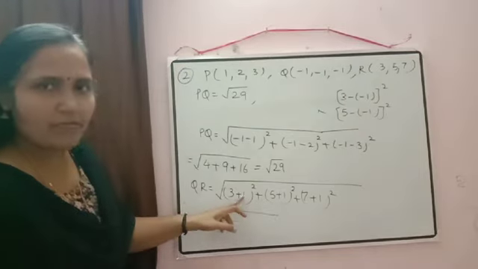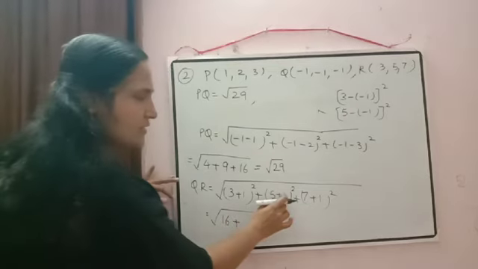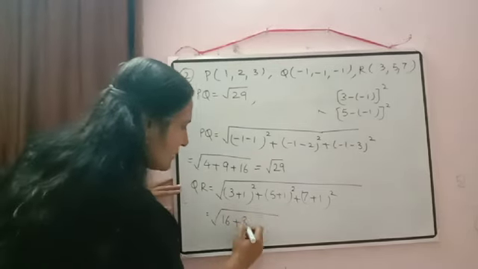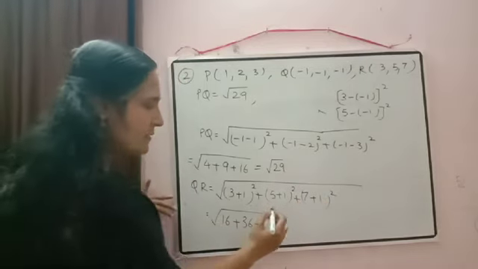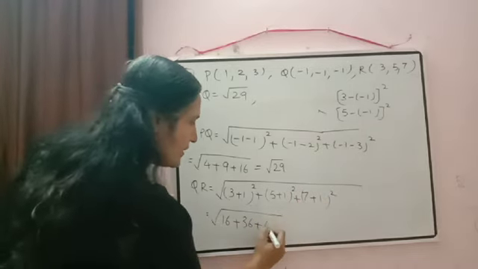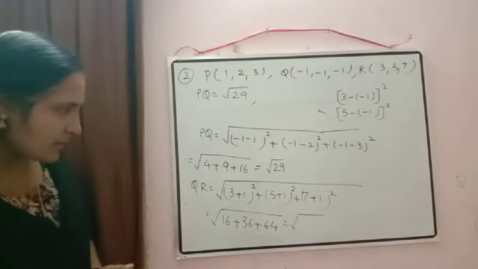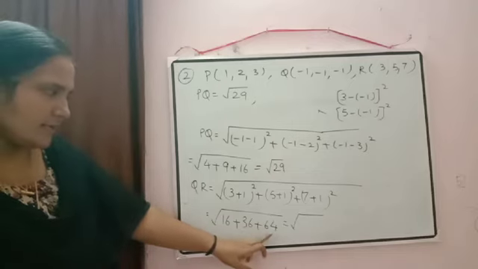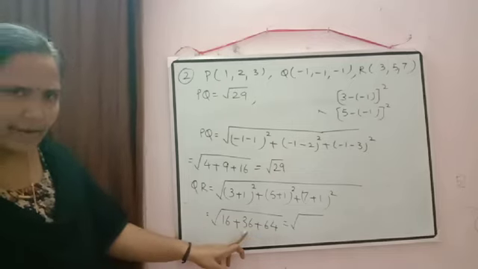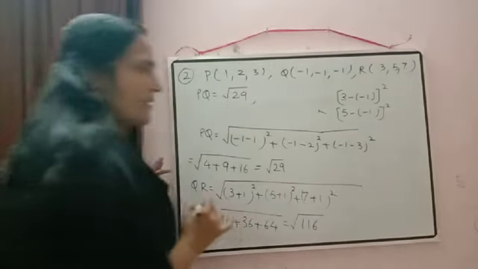3 plus 1 is 4. 4 square is equal to 16. Then 5 plus 1 is 6. 6 square is equal to 36. 7 plus 1 is 8. 8 square will be equal to 64. Now it will be equal to 16 plus 36 plus 64. 64 plus 36 is 100, so 116. So we are getting here 116.